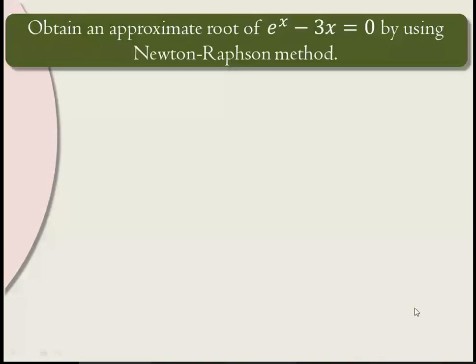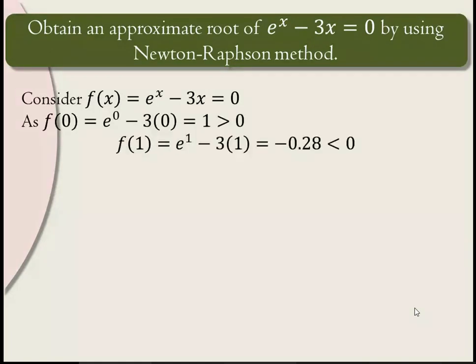Consider the last problem. Obtain the approximate root of e raised to x minus 3x equal to 0 by using the Newton-Raphson method. Firstly, check different values, f of 0, f of 1, which have opposite signs. Take that interval. f of 0 is 1, which is positive. f of 1 is minus 2.8, negative. So for 0 and 1, we get opposite sign. So the interval is 0 to 1. The root lies between 0 and 1.